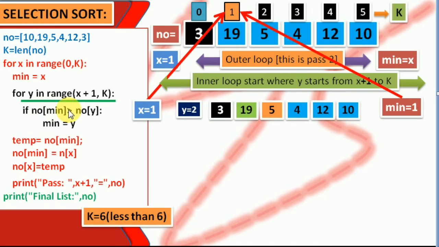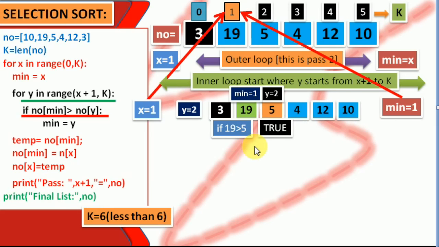So what is the first condition? The condition is arr of min is greater than arr of y. So you have to check min. Where is min? Min is sitting at 19, and we are going to check the value of y. Where is y? At 5. So we check whether 19 is greater than 5. It's true. It means the minimum index changes to 2. We override the value of min from 1 to 2 with the help of this y. So now min is at 2.